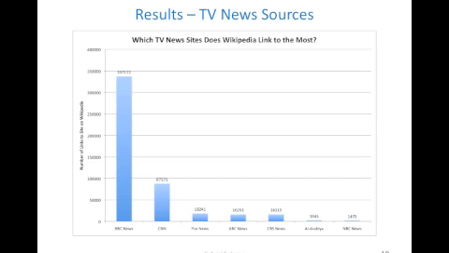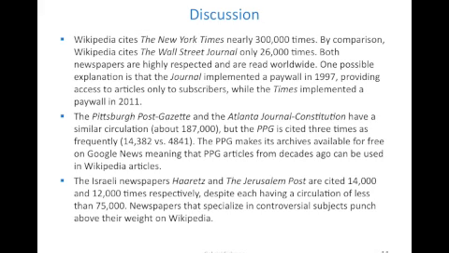This is a result for TV news sources, and what we can see again is that one source is used extremely often. That's the BBC. It's used 337,000 times. And then some of the major American networks, Fox, NBC, CBS, are used maybe about 16,000, 18,000 times.